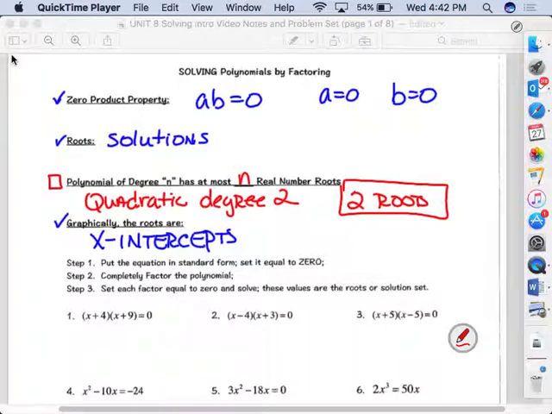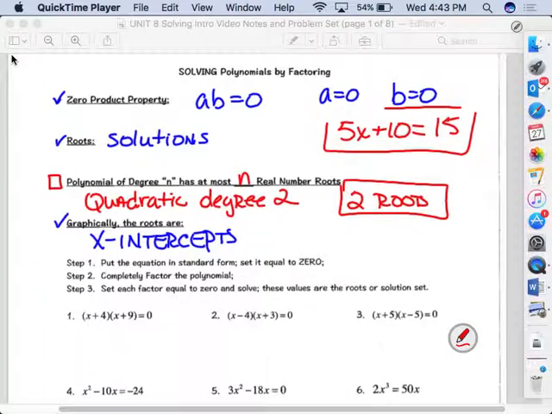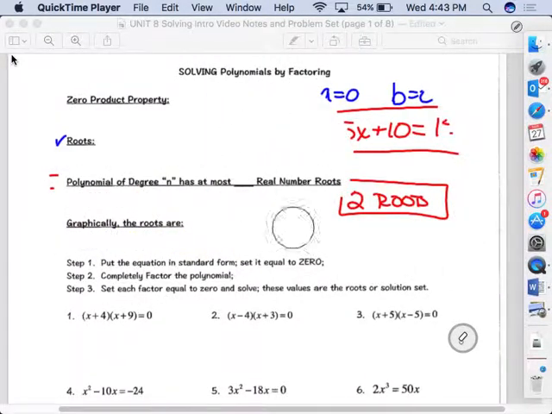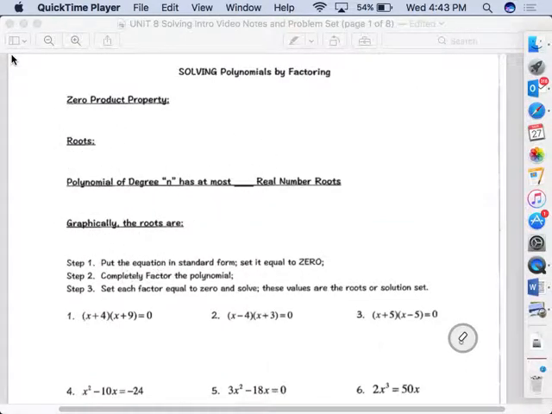Up until this point, you've only studied linear equations, something like 5x plus 10 equals 15. You've got a degree 1 equation, therefore you have one root or solution. We're now moving up to the degree 2 equation, which means that we can have two roots or solutions. So let's see how this looks in the midst of solving a problem in an equation.